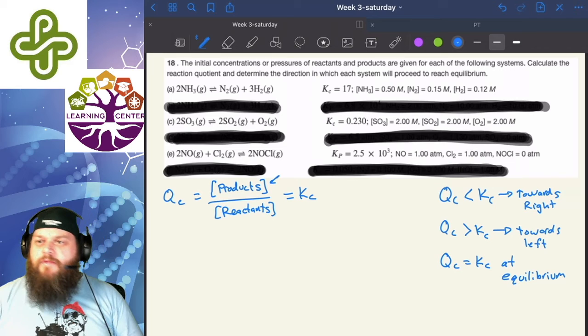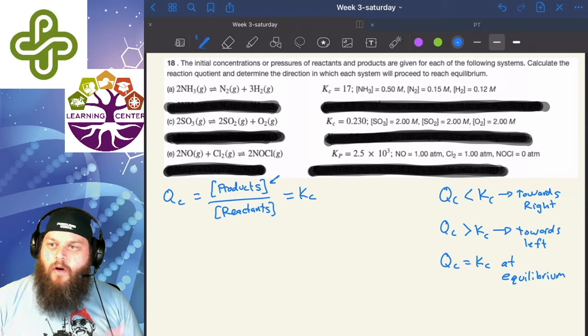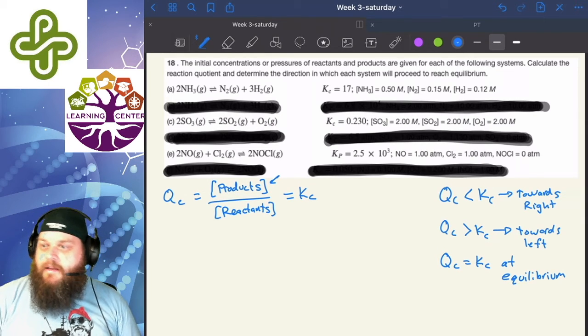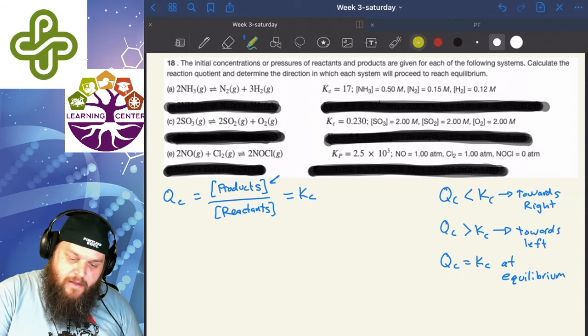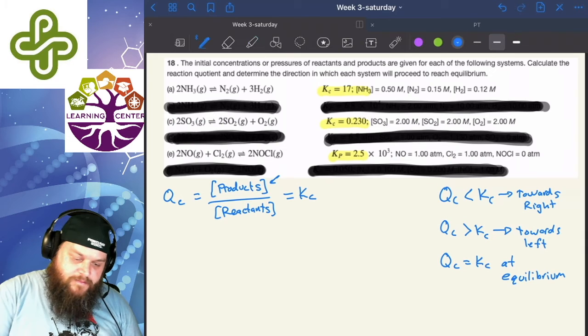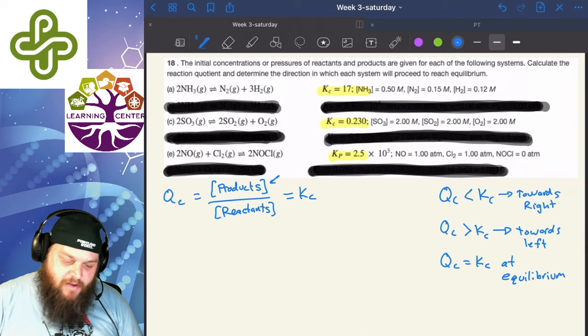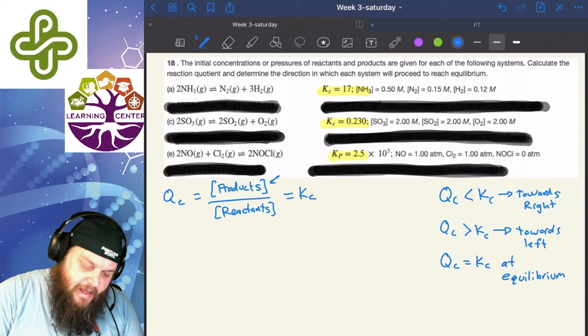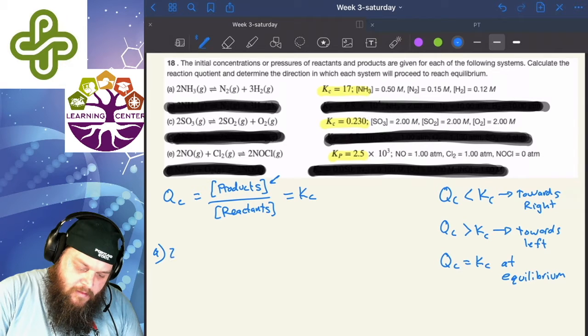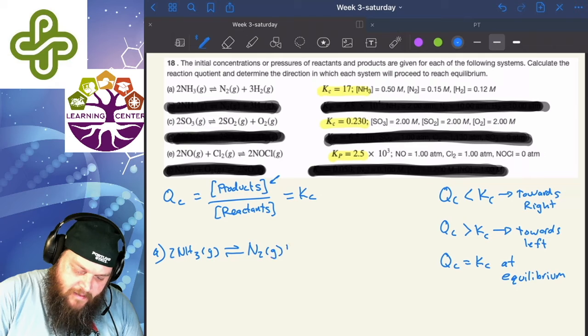So we're going to run through these types of equations for all three systems and compare to the K values that they give us here. So let's get started with the first one. For part A, 2NH3, ammonia gas, is going to be in equilibrium with N2 gas plus 3H2 gas.